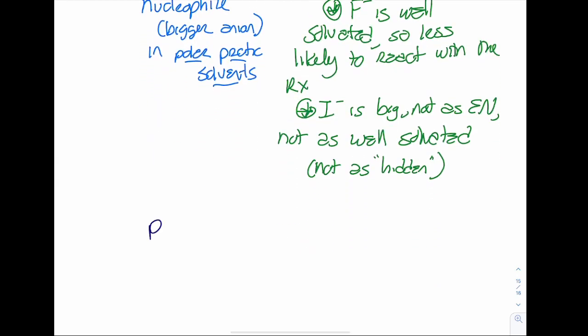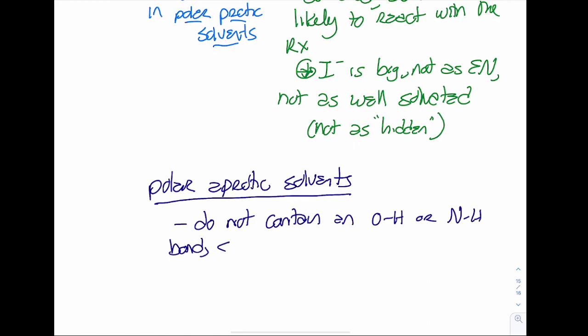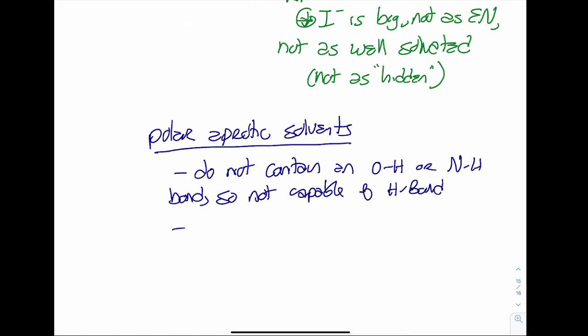My polar aprotic solvents are not going to be capable of hydrogen bonding. They're not going to contain an OH or an NH bond. So they do not contain an OH or NH bond, so not capable of hydrogen bonding. These are only going to stabilize cations well. So only solvate cations. The cations are not my base or my nucleophile. It's the anion, the one that's electron rich. So these are not going to stabilize my nucleophile or my base as well.